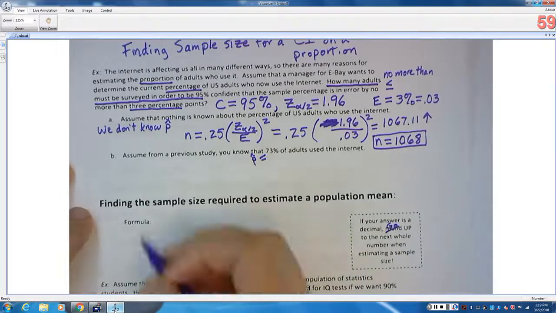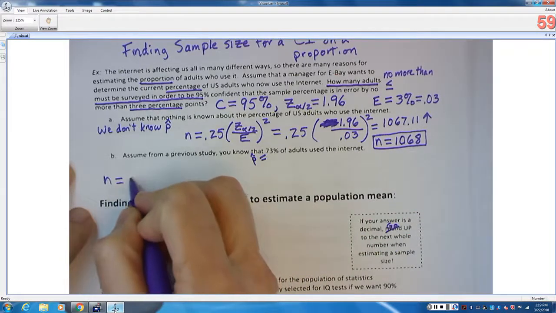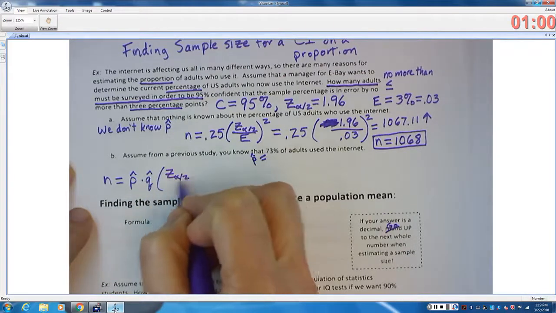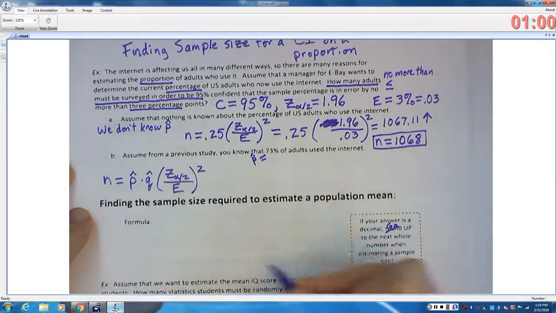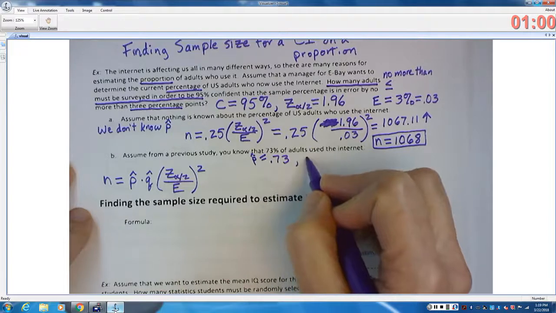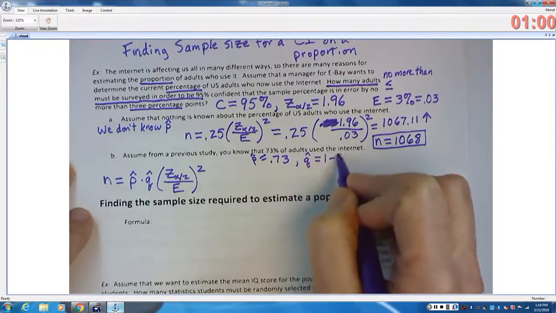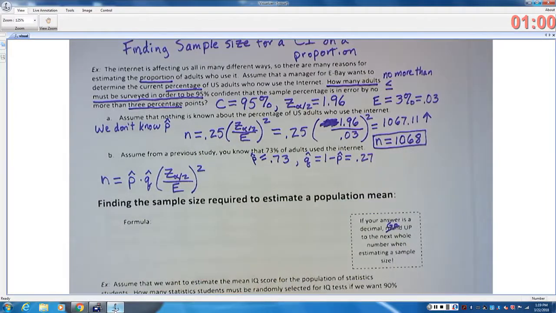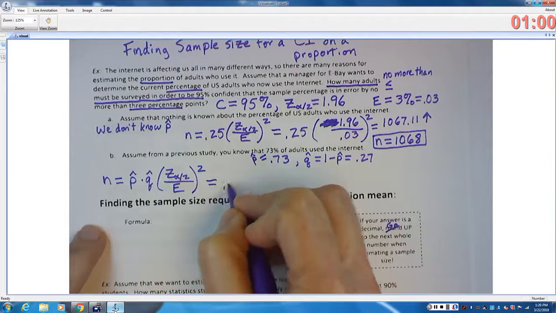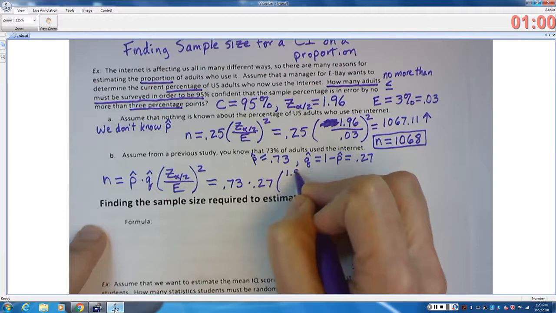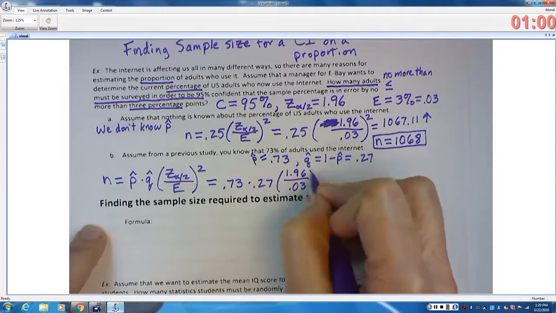Now we got a p hat. We're going to use the formula n equals p hat times q hat times the critical value divided by E, squared. P hat is 73%, change that to a decimal, and q hat is 1 minus p hat, which is 0.27. 1 minus 0.73 is 0.27. So this is 0.73 times 0.27 times 1.96 divided by 0.03, and that's squared.